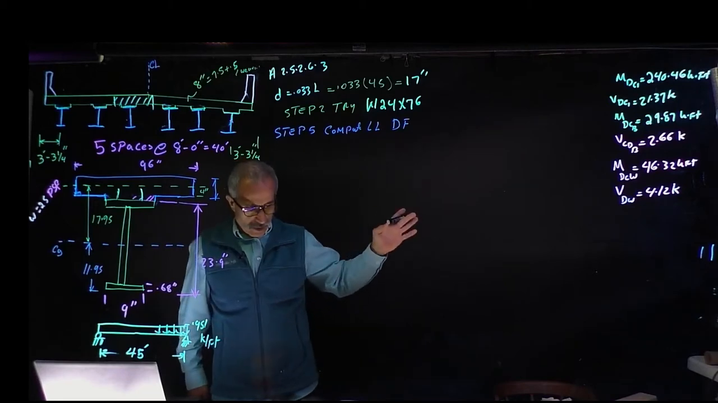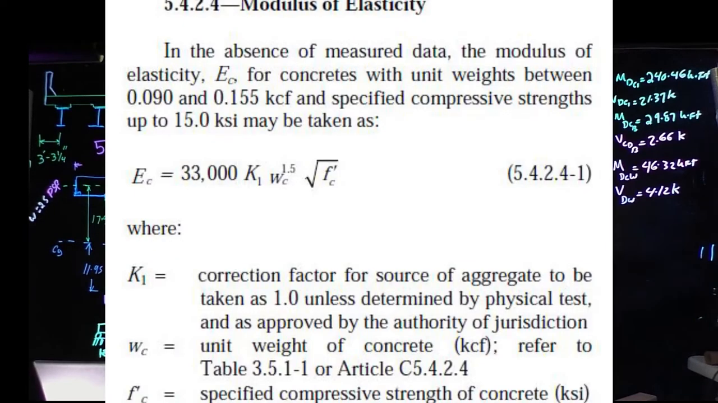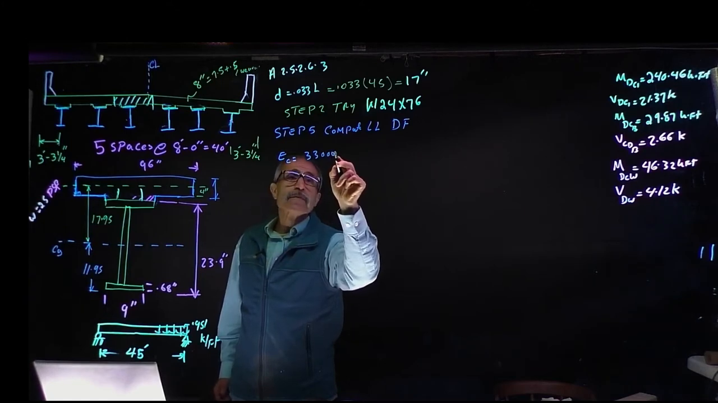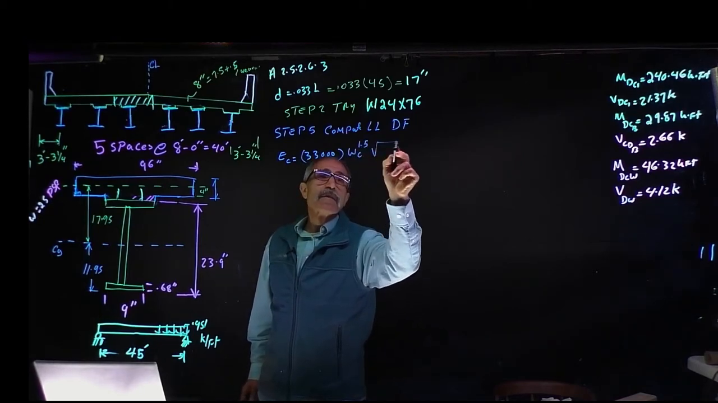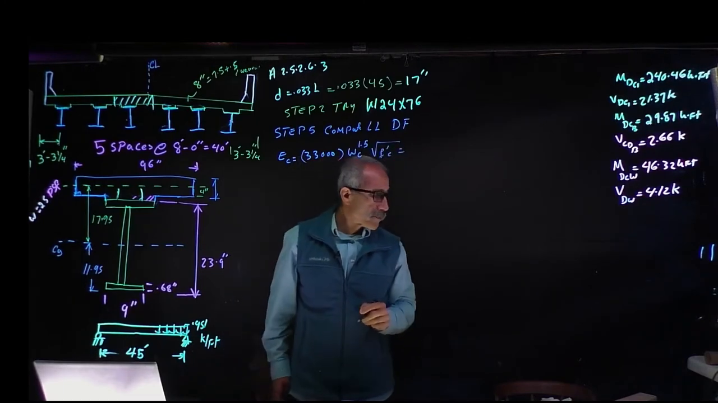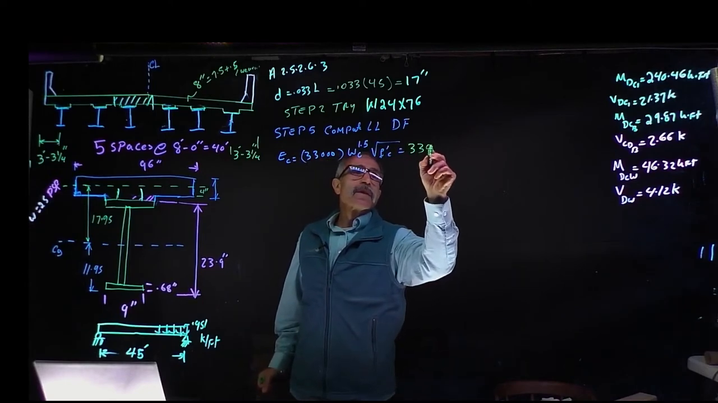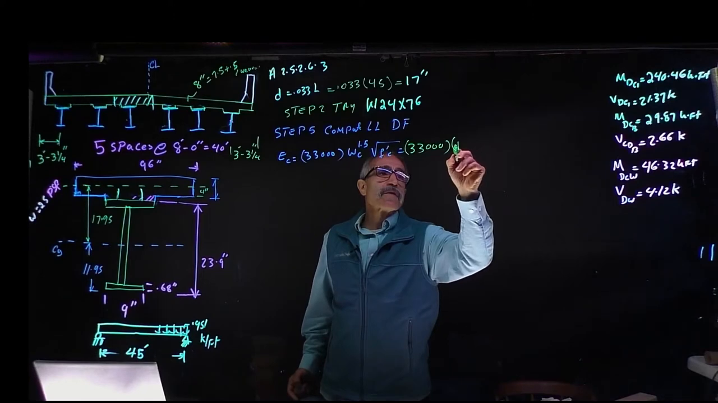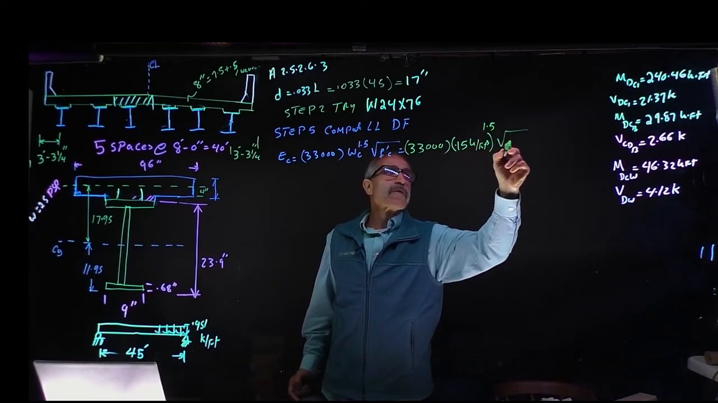As you can see by the formula we have up there, the modulus of elasticity of concrete from AASHTO 5.4.2.4-1 is 33,000 multiplied by Wc, the unit weight of the concrete, 0.15, to the power of 1.5, times the square root of f'c. That comes out to 33,000 multiplied by, we said there was 150 pound concrete, so it's 0.15 kips per cubic foot, to the power of 1.5 times the square root of 4.5 ksi.